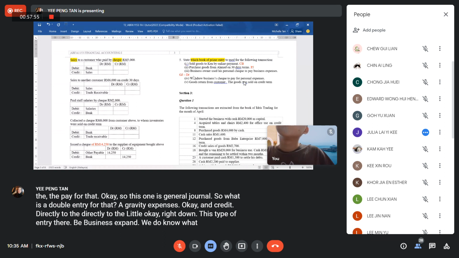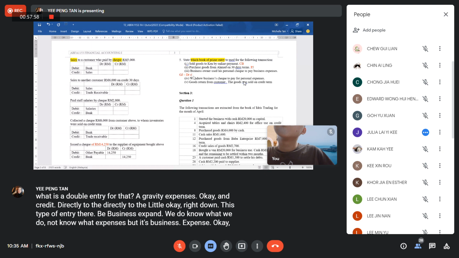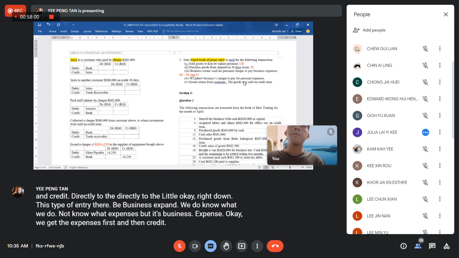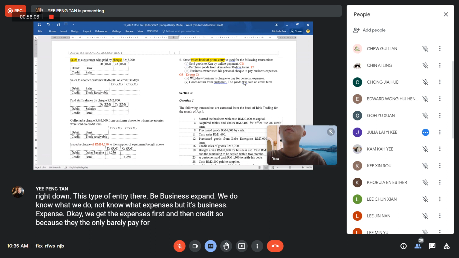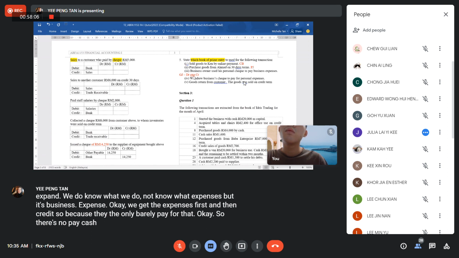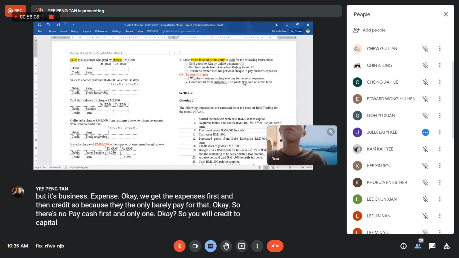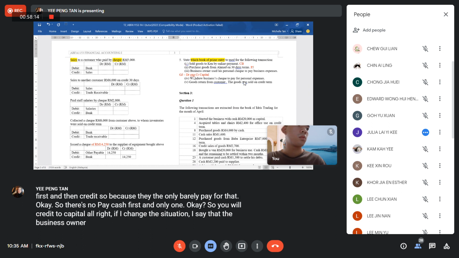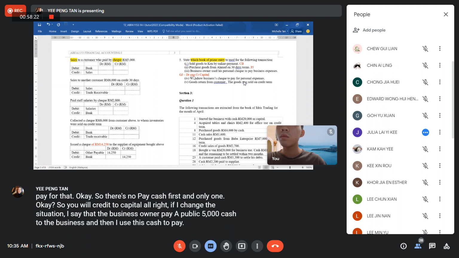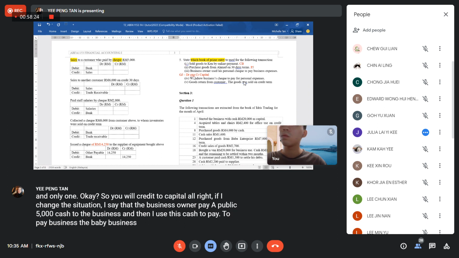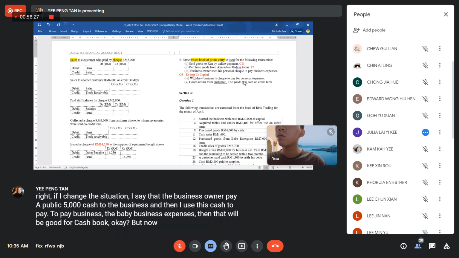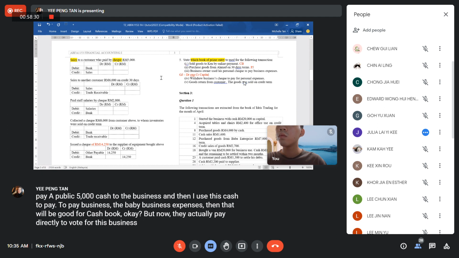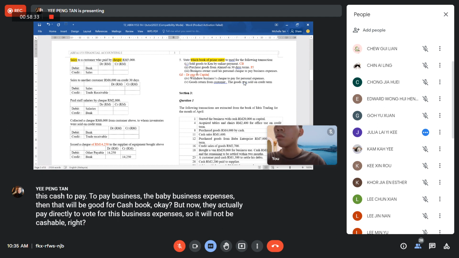We do not know what expenses, but it's a business expense. We debit the expenses first, and then credit. Because the owner directly pays for that, there is no cash paid first, so you will credit capital. But if I change the situation, and say the business owner pumps 5,000 cash into the business, and then I use this cash to pay business expenses, then that will go to the cash book. But now they actually pay directly for business expenses, so it will not be cash book. All right, go to general journal.